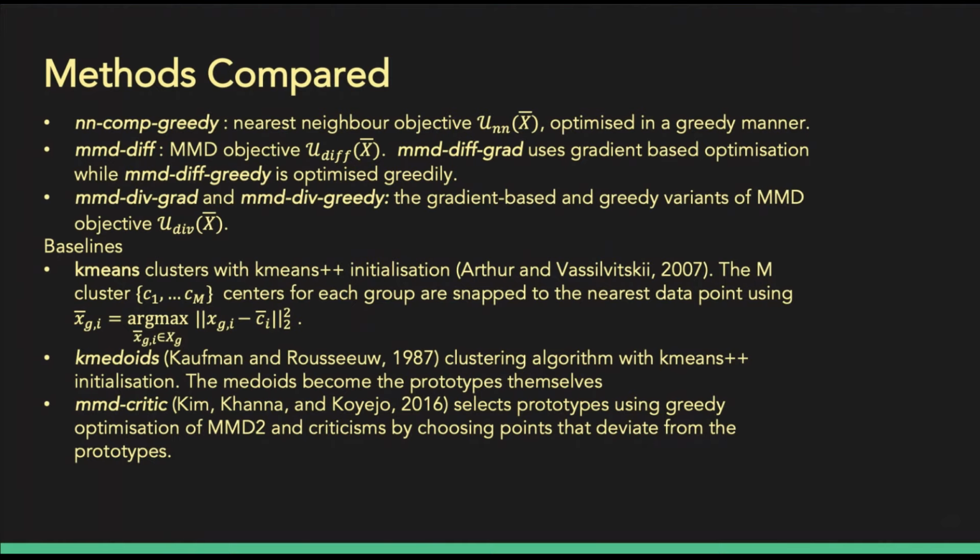We are comparing these against three baselines. K-means is basically: we have a group, and we're going to find m cluster centers, where m is the number of prototypes, which is a parameter. Then we find the closest document to each cluster center. It's the same as with the others: they've used the same formula to find the prototypes once the cluster centers are done.